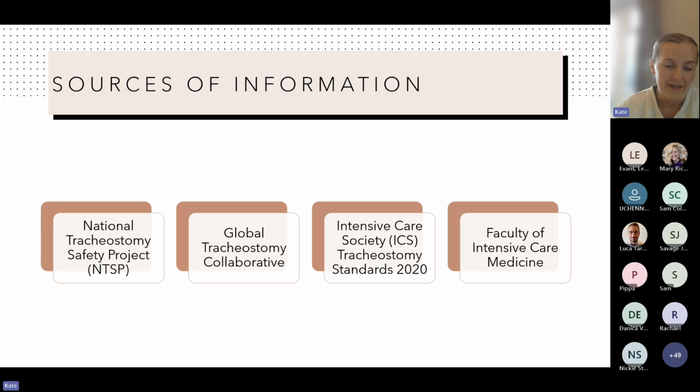So just in brief, great sources of information. There's always a lot of information out there, and I just wanted to signpost you guys to, in my opinion, the place where the best information comes from. And that's the National Tracheostomy Safety Project, which is a huge project that's done nationally, and has a vast amount of information that you need with regards to tracheostomies. Your Global Tracheostomy Collaborative, your Intensive Care Society tracheostomy standards, and your FICM standards as well. They're always a great source of information.